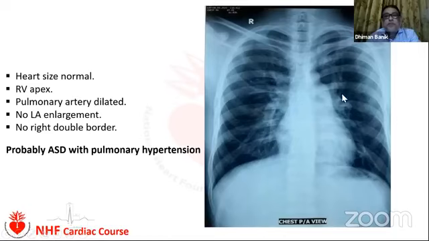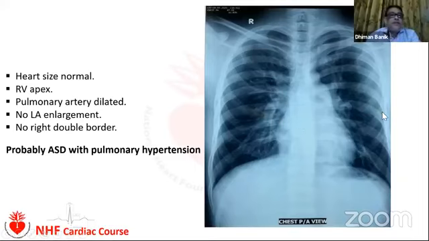There is RV apex, and the pulmonary vessel is dilated. There is no feature of left atrial enlargement; the left atrium is small and inconspicuous, and there is no right double heart border. So this might be an X-ray of ASD with pulmonary hypertension. The important differential for RV apex and dilated pulmonary artery would be mitral valvular disease, predominantly mitral stenosis, but it is not mitral stenosis as there is no straightening of the left border and there is no double contour of the right border.